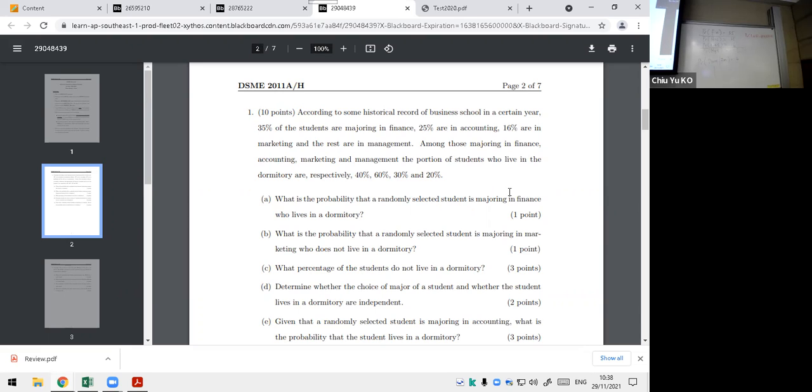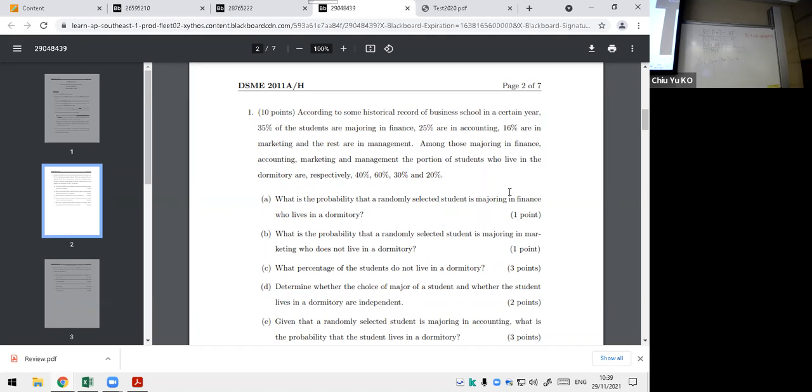Because the probability of dorm will be the following. Given you're in finance, you live in the dorm with probability 0.4. And given accounting, which is 0.25, it is 0.6. So this will be 0.4 times 0.35, as we have here, this is finance and dorm.